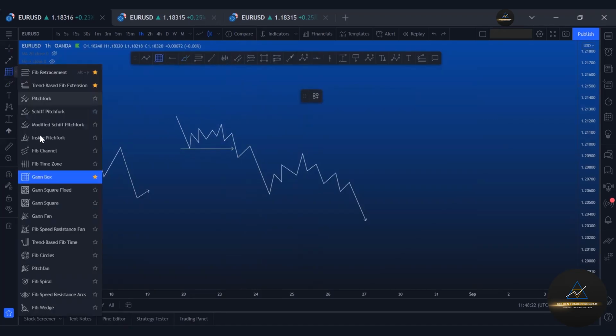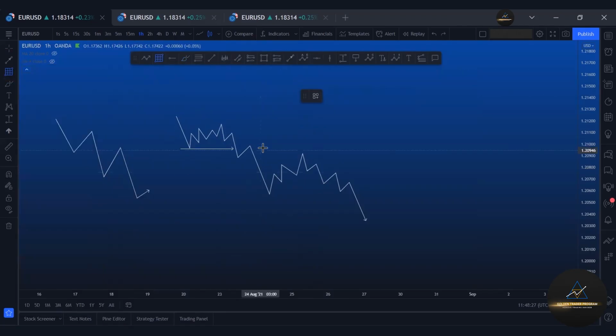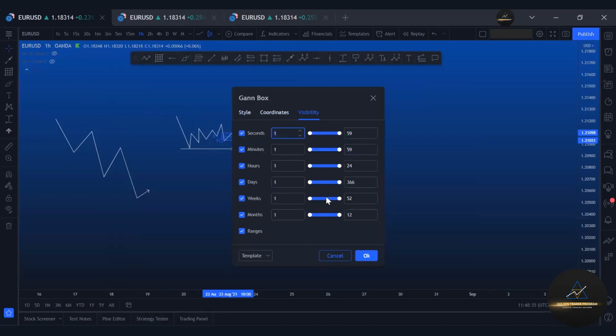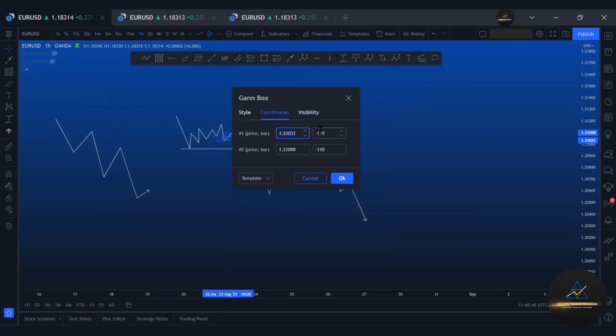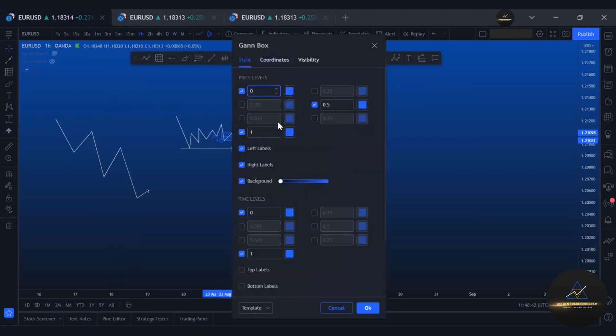And this is the actual indicator. It's called the glam box. If you want to actually implement it, just do a zone such as this. In terms of the settings, you can do your own settings or just copy this. For example, visibility is on all the time frames, coordinates, leave it the same. Style is where you can edit it. I've only kept the 0, the 1, and the 0.5. The labels are such as this: background, no background, and 0 and 1, etc.